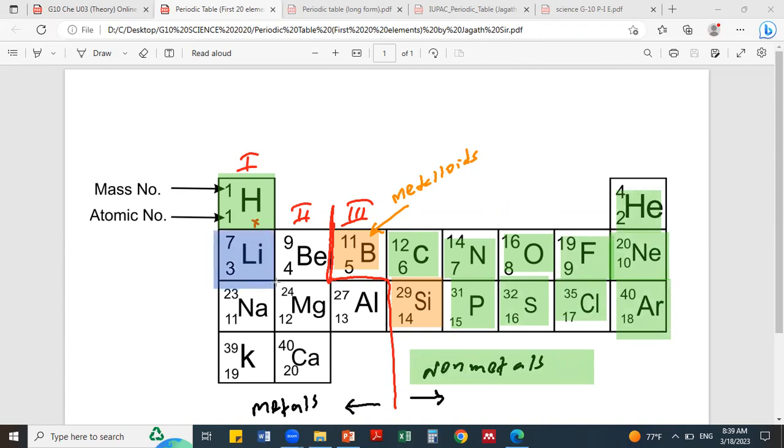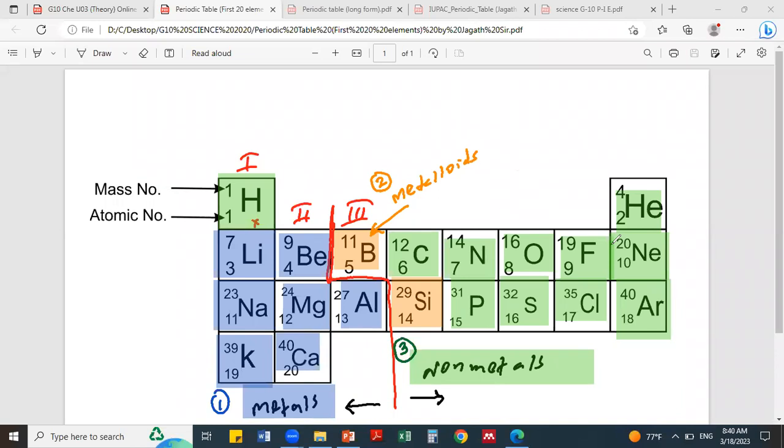Therefore, non-metals are found on the right-hand side of the periodic table, and metals are found on the left side. So lithium, beryllium, sodium, magnesium, aluminium, potassium, calcium, these are metals. If you want, you can take a screenshot. These 20 elements we have to remember, students. So the elements can be classified into three groups: number 1, metals; number 2, metalloids; number 3, non-metals.